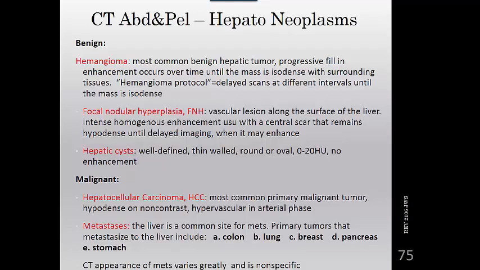On the other hand, the malignant neoplasms of the liver include hepatocellular carcinoma, or HCC. This is the most common primary malignant tumor. They're hypodense on non-contrast scans and then hypervascular in the arterial phase. Metastases, or mets: the liver is a common site for mets, and the primary tumors that metastasize to the liver include the colon, lung, breast, pancreas, and stomach. The CT appearance of mets varies greatly and is nonspecific.